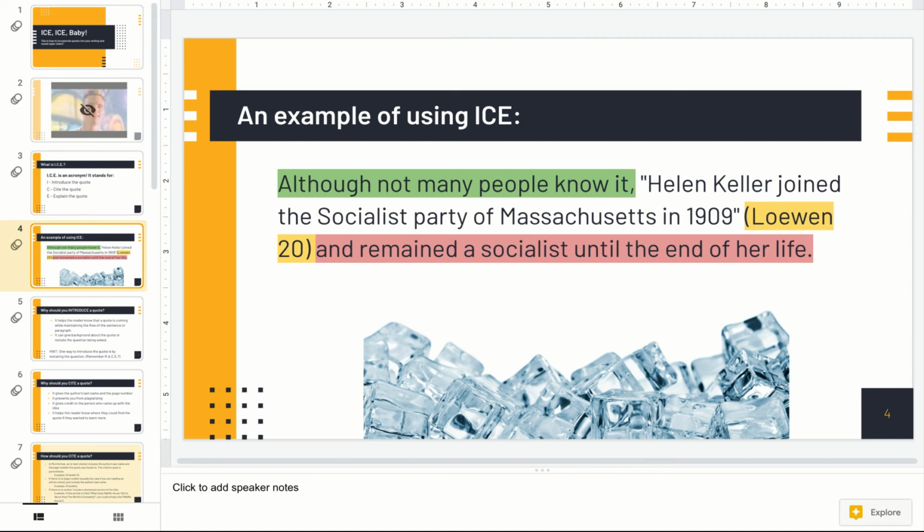Here's an example, okay? This is an example where they were able to ice a quote and make one complete sentence. It says, "Although not many people know it, Helen Keller joined the Socialist Party of Massachusetts in 1909, and remained a socialist until the end of her life." In green, you'll see where they are introducing the quote. Then what's not highlighted is the quote. In yellow, you'll see the citation, and in red, you'll see an explanation.